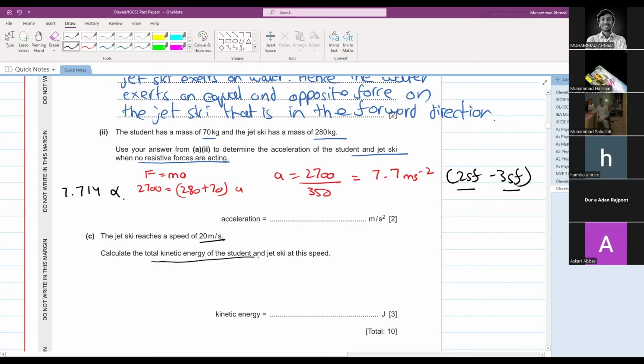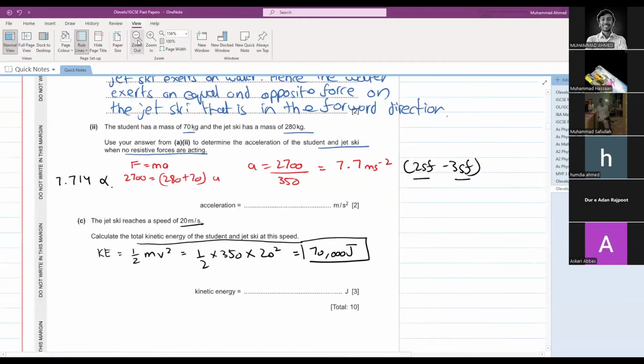The jet ski reaches a speed of 20 m s minus 1. Calculate the total kinetic energy of the student and the jet ski at this speed. What is the formula of kinetic energy? Kinetic energy is equal to 1 upon 2 mv square. What is the total mass of the student and jet ski? 70 plus 280, that is 350. What is the velocity of the jet ski? 20 square. Can anyone calculate the kinetic energy? Kinetic energy comes out to be 70,000 joules.